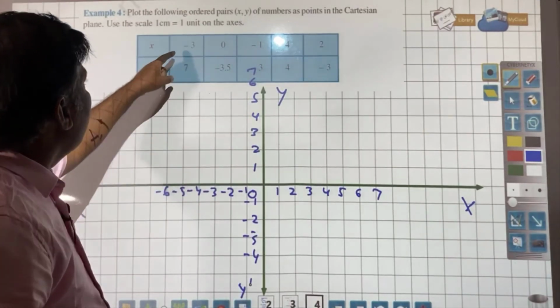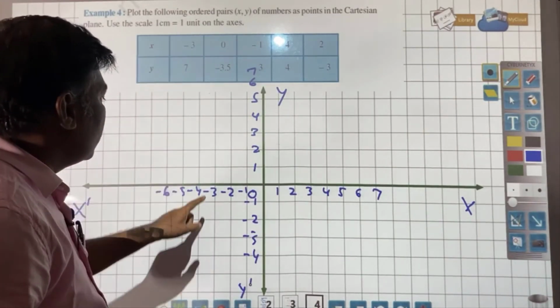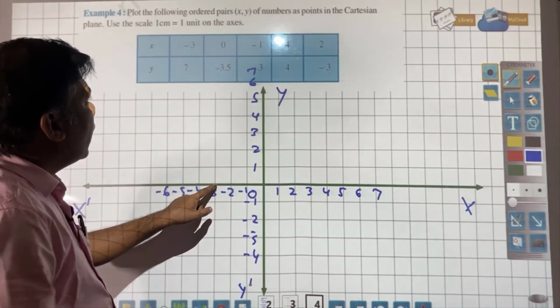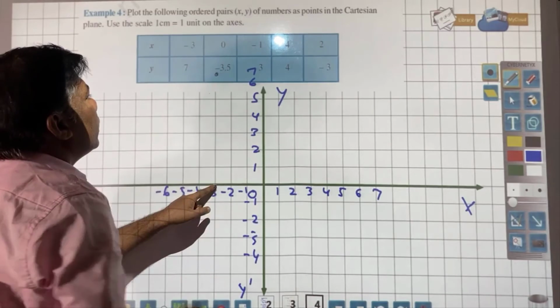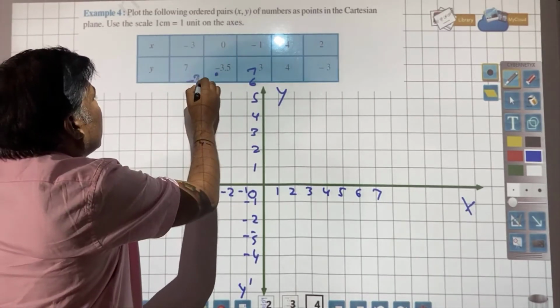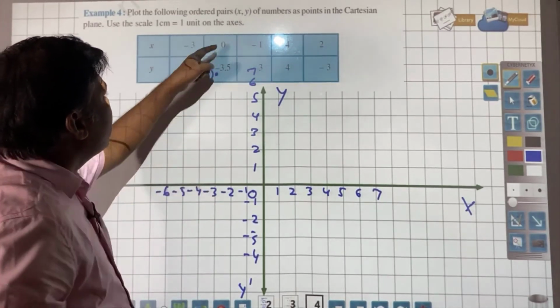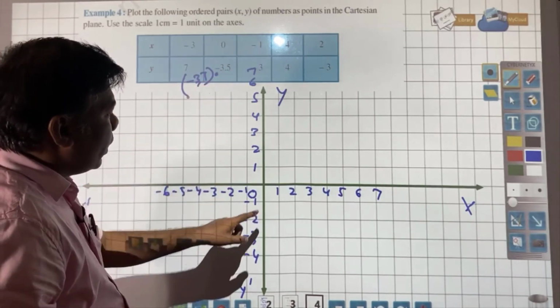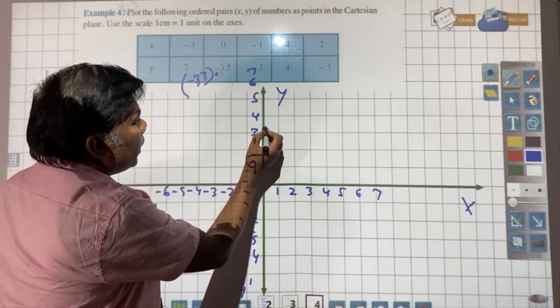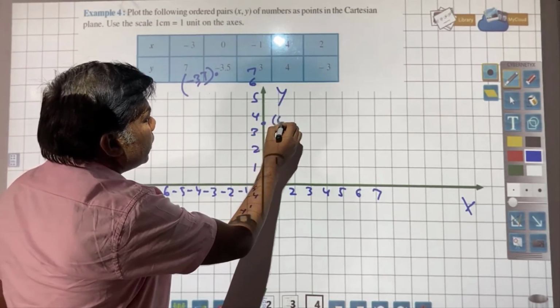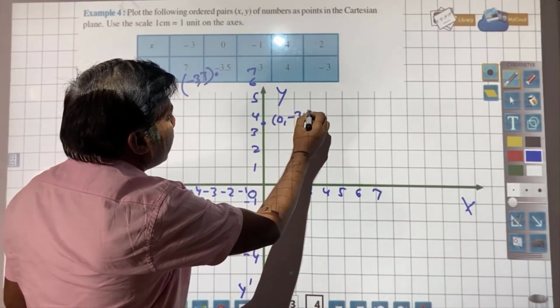Here you see (-3, 7). Somewhere here it will be (-3, 7). Then you have (0, -3.5). 3.5 will be in between 3 and 4. So this will be 0 and minus 3.5, on the negative side.